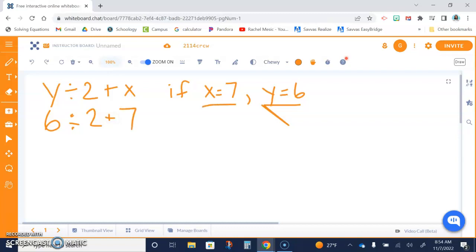And then according to the order of operations, we have to divide first before we add. 6 divided by 2 is 3, and 3 plus 7 is 10. So 10 would be the answer.